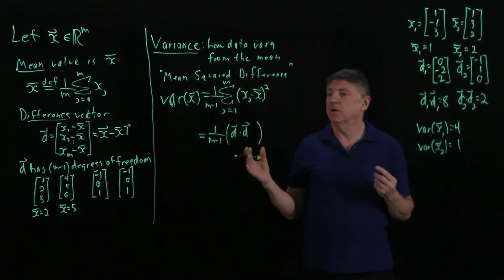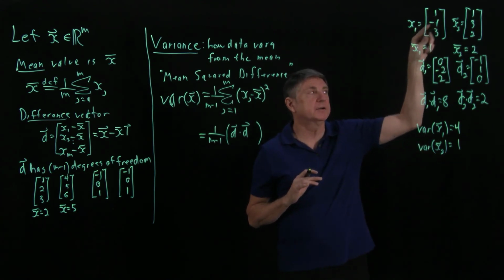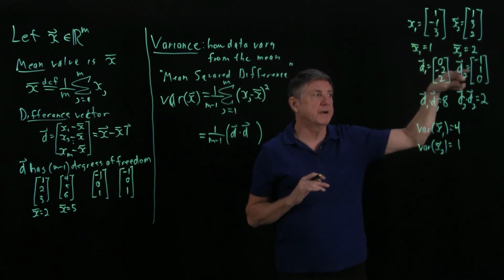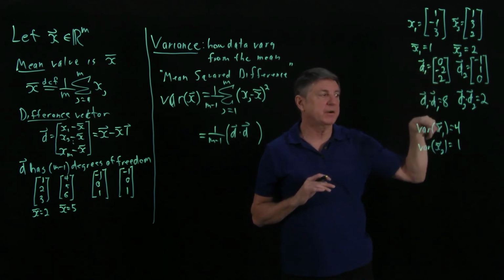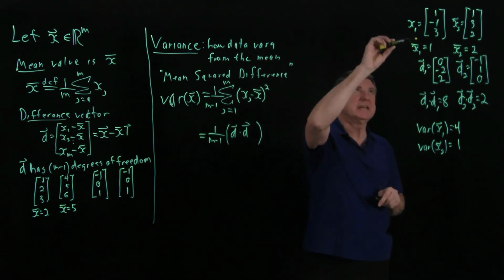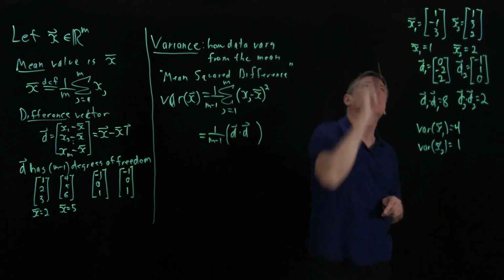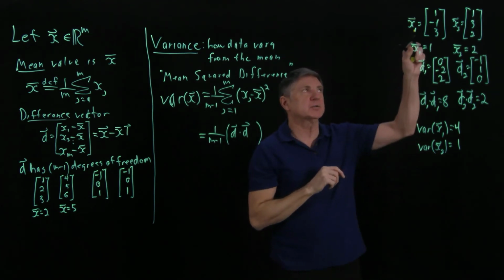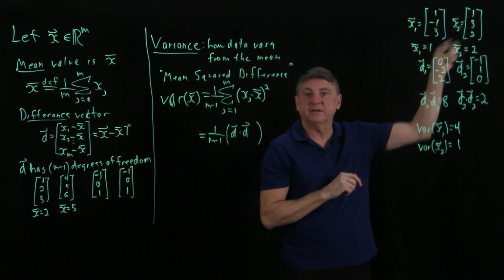So these are simple examples of how we take data vectors, we find the means, we find the differences, and then we find how the data vary from the mean. So what we would say is that this vector x1 has a higher variance than this vector x2.